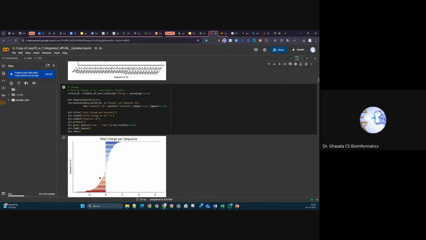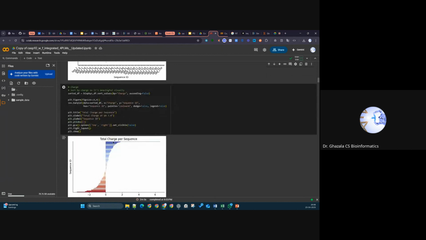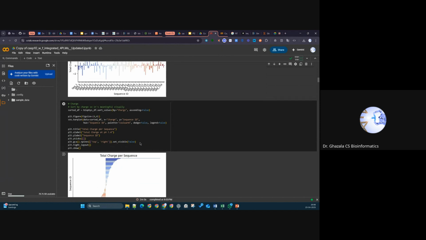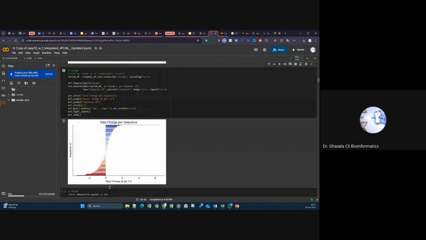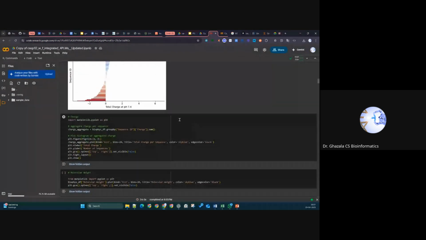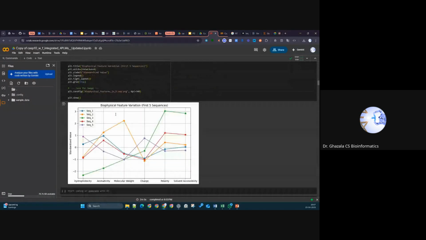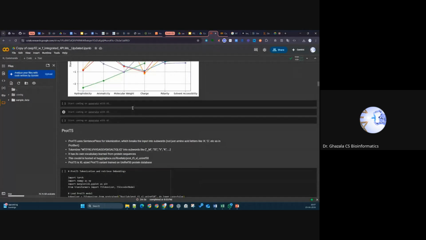So we can just name it sequence ID, and it is in the order based on whichever sequence has the highest charge on the top, and the lowest charge on the bottom. These types of plots are quite good when adding to a publication, so you can use them. For each type of data set that can be generated. And then other figures we already have.